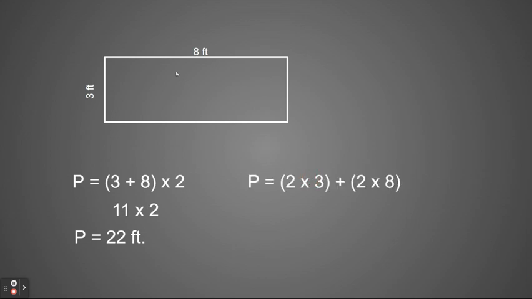Another way that we can do it is we can do the lengths, so 3 feet times 2. So that would basically give me my 3 feet here and my 3 feet here. And then 2 times my 8 feet, my width and my width. So when I multiply those together, I would have 2 times 3 is 6 plus 2 times 8 is 16. When I add that 6 plus 16, I would have 22. So either way we do it, we're going to end up with the same answer of 22 feet for our perimeter.